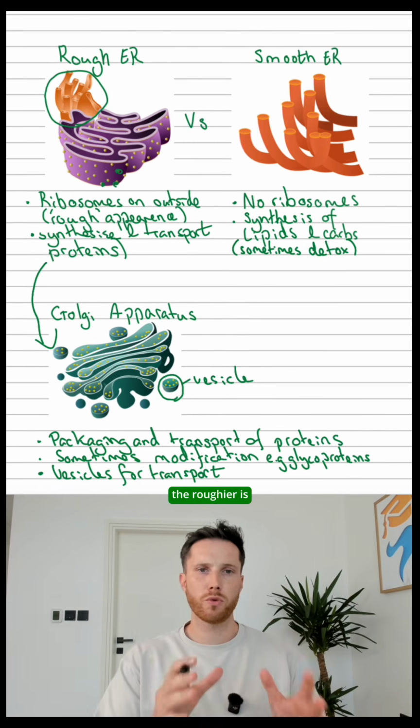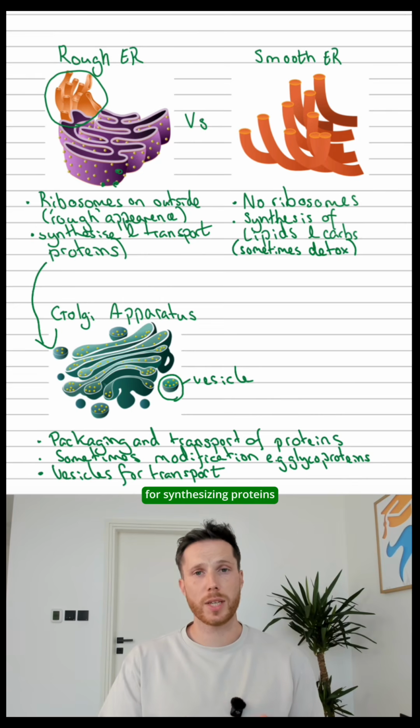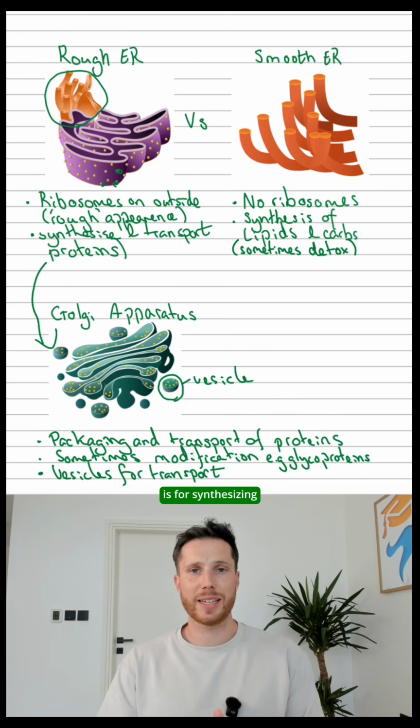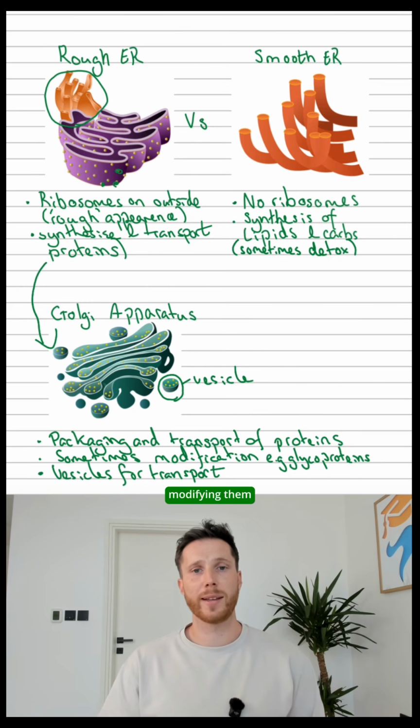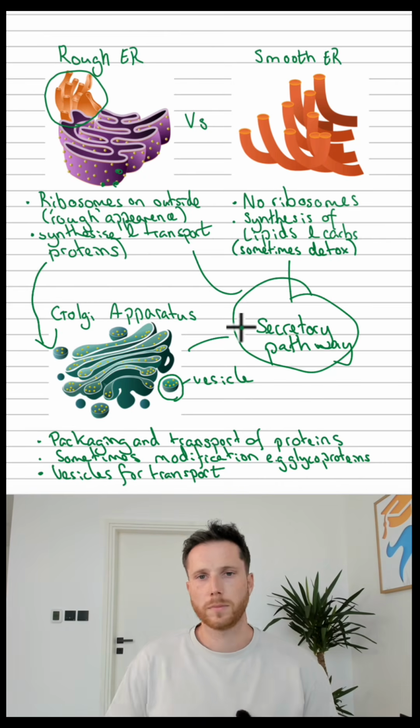So in summary, the rough ER is for synthesizing proteins, the smooth ER is for synthesizing lipids and carbs, and then the Golgi apparatus is for packaging and transporting these products, and then sometimes modifying them when necessary. But they all work together as part of the cell's secretory pathway, which is like the production line, which is responsible for making and exporting the cell's products. And that's all you need to know.